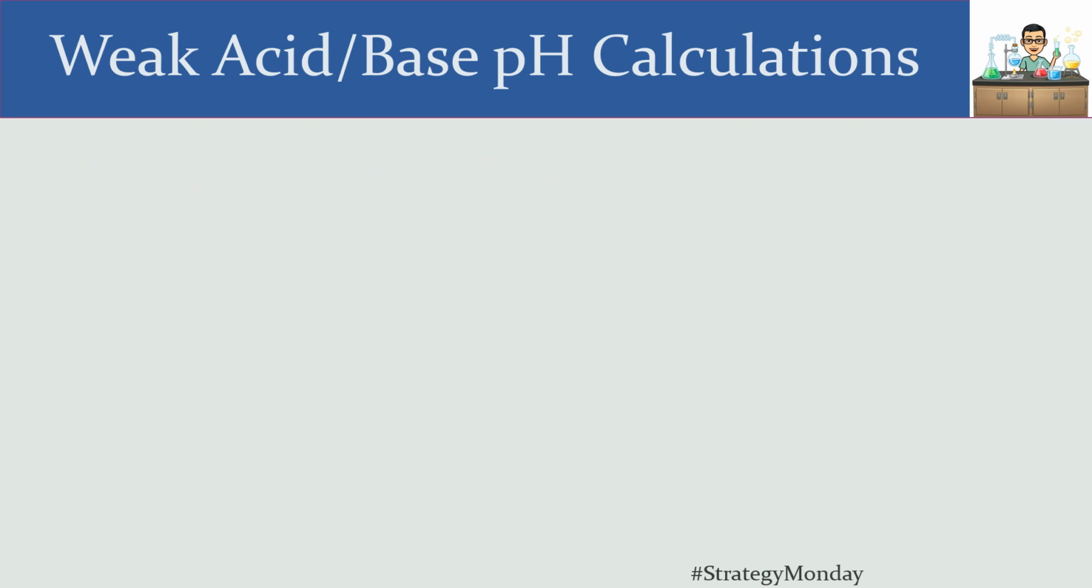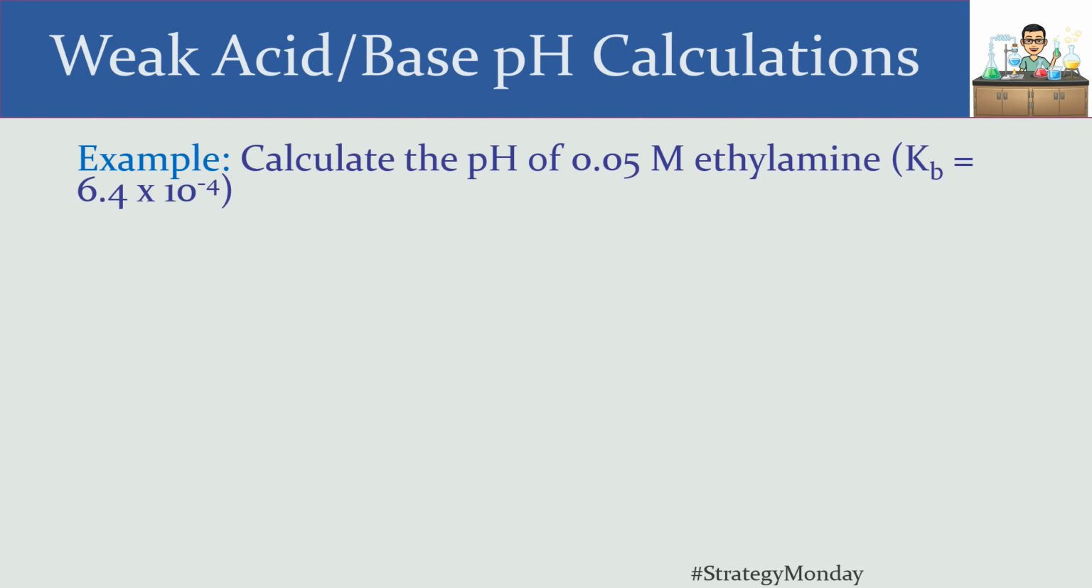So here's another variation on the same topic. What if we're given a base instead? Let's say that we're looking at ethylamine. Instead of being given a Ka, we're going to be given a Kb. And the concentration that we have is more or less an indication of how much hydroxide we produce as opposed to protons. So whenever we saw Ka in the previous problem, we're going to replace that with Kb. Wherever we saw pH, we're going to replace that with pOH. Whenever we saw the concentration of weak acid, we're going to replace that with the concentration of weak base.